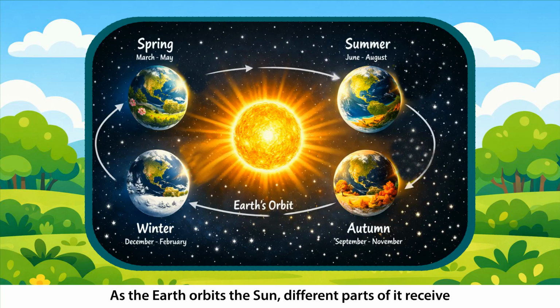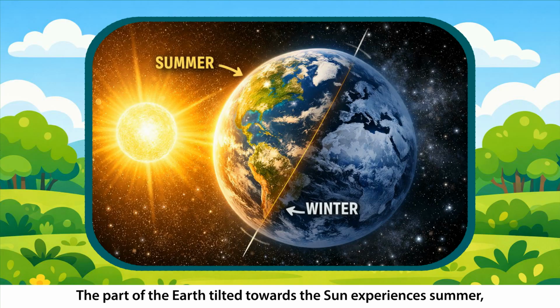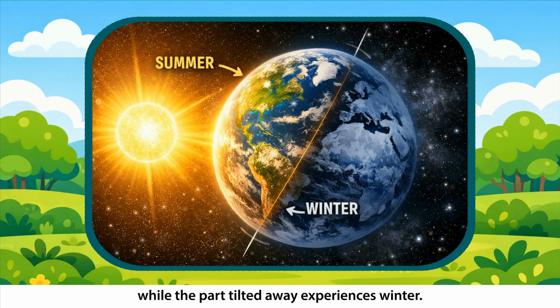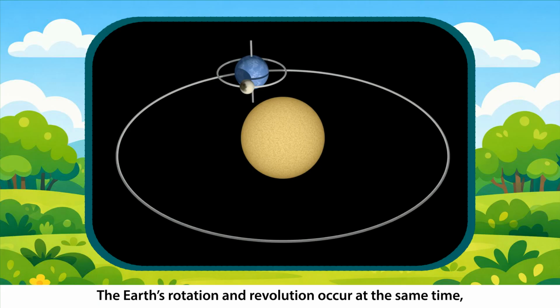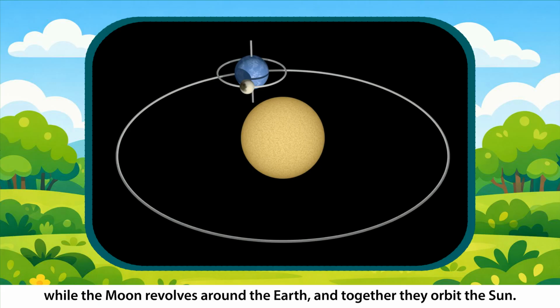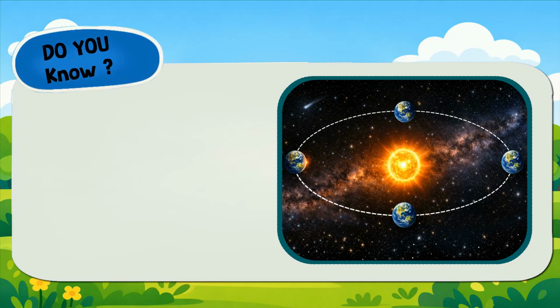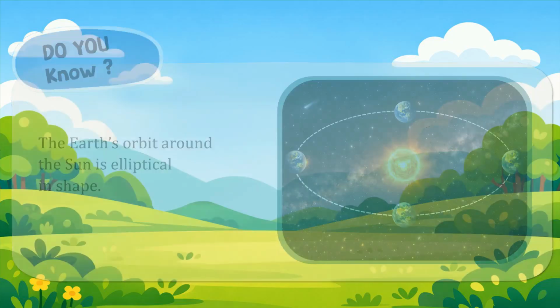As the Earth orbits the Sun, different parts of it receive different amounts of sunlight, leading to the seasons: summer, winter, autumn, and spring. The part of the Earth tilted towards the Sun experiences summer, while the part tilted away experiences winter. The Earth's rotation and revolution occur at the same time, while the Moon revolves around the Earth, and together they orbit the Sun. Do you know the Earth's orbit around the Sun is elliptical in shape?